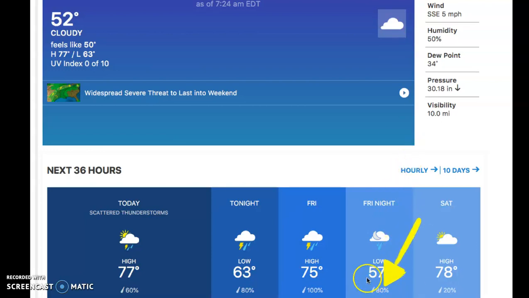Down here is our chance. So on Friday night, there is an 80%, right? 80% chance of rain. So 80% is pretty good, right? So if you're planning to do something outside, you might want to take an umbrella, or you might want to be careful because it'll probably rain. Friday, if you look 100%, it will most certainly rain. Saturday, however, is a very small chance, 20%. So Saturday might be a better day to do things outside than Friday. Right?